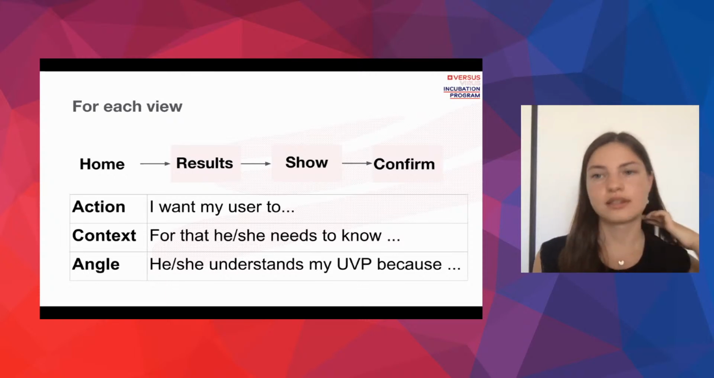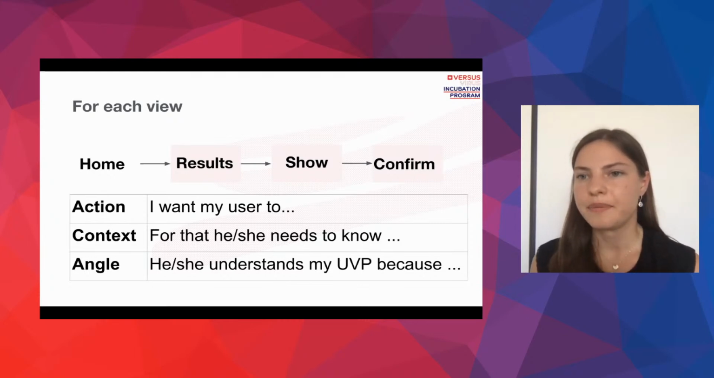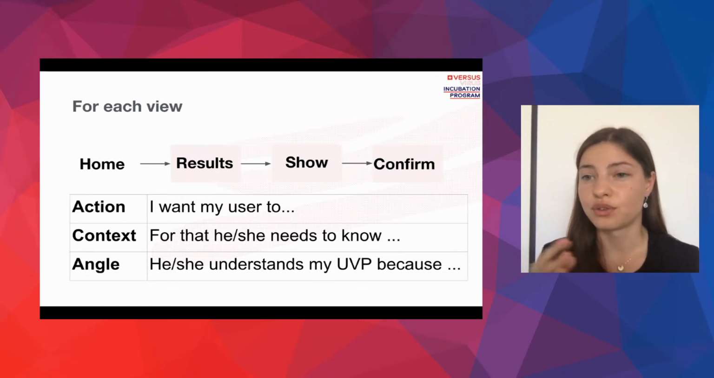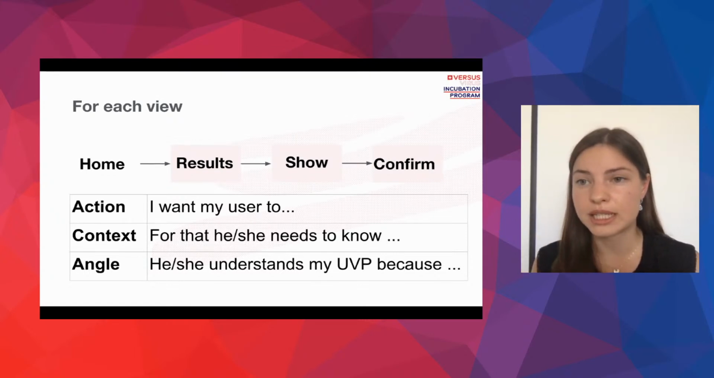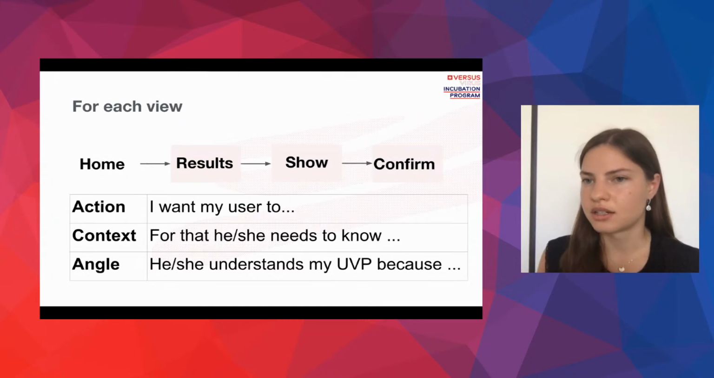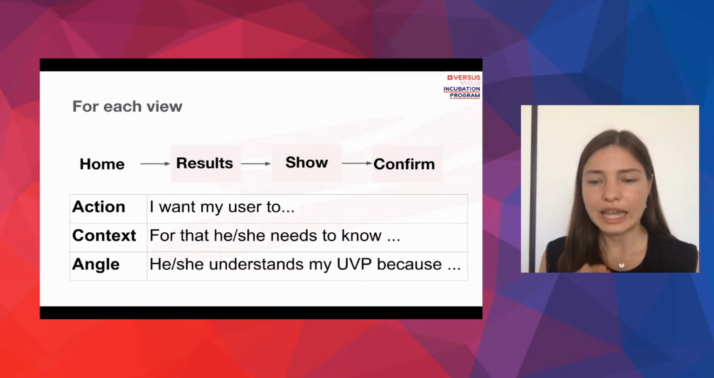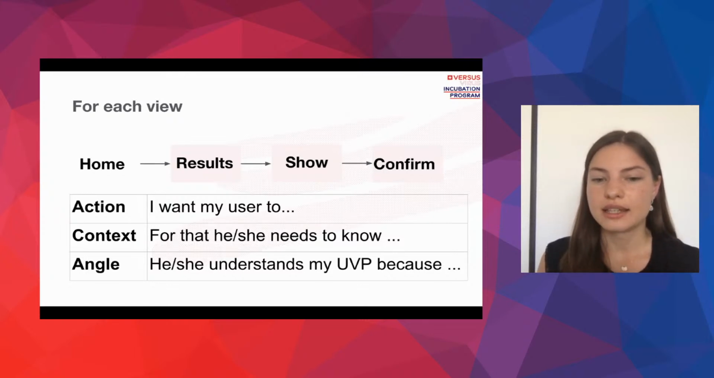Then the context is what the user needs and what they want to know about us. So what is our product? On Airbnb, they had a lot of beautiful pictures of different housing and apartments to really give a context of what this platform is about and what the user will need to know about it. And then the angle is the unique value proposition that you want to put forward to the user.